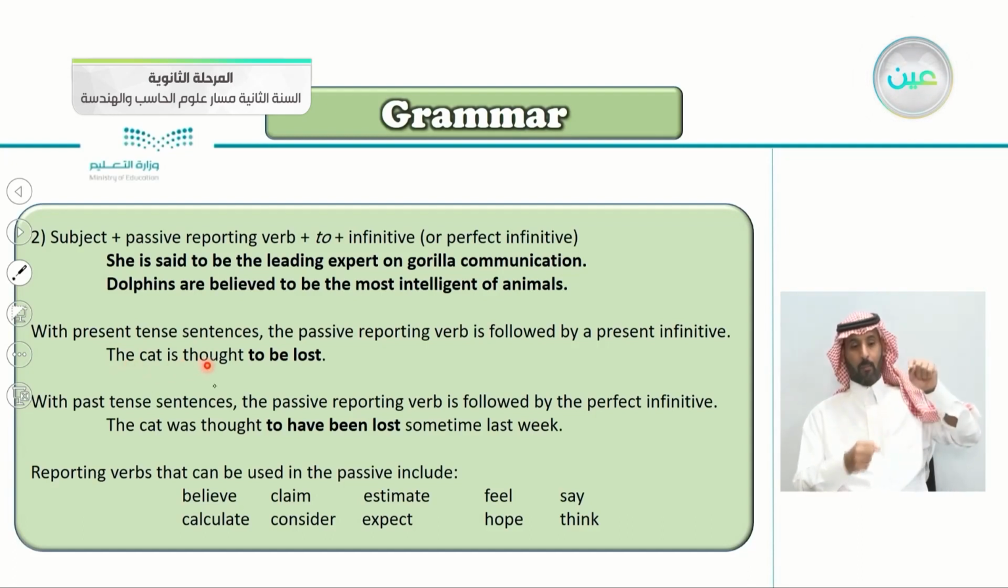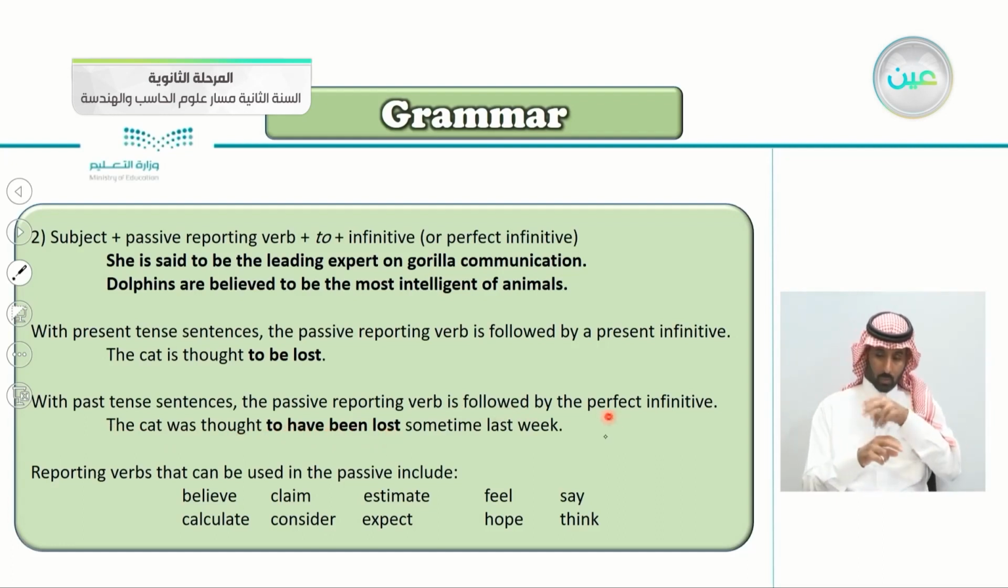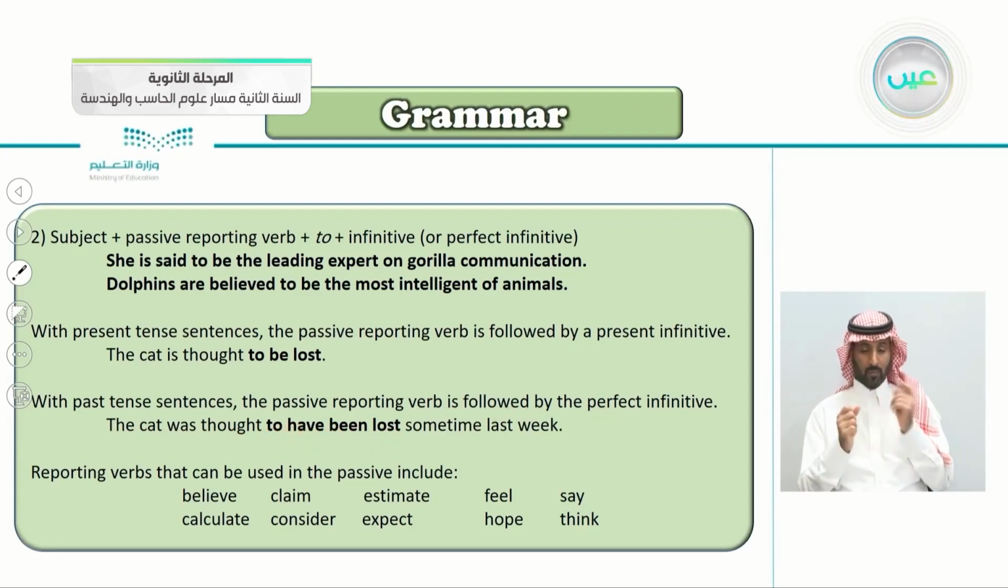The cat is thought to be lost. Thought to be lost. So this is the present infinitive, to be lost. Again, the cat is thought to be lost. With past tense sentences, the passive reporting verb is followed by a perfect infinitive. So we say the cat was thought to have been lost. So perfect infinitive, that's why we added have. To have been lost sometime last week.